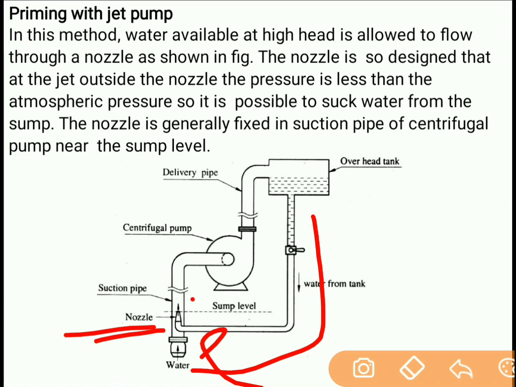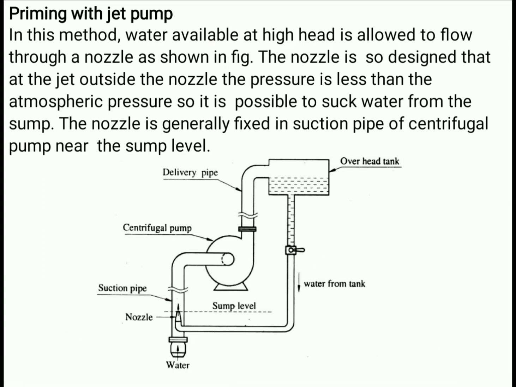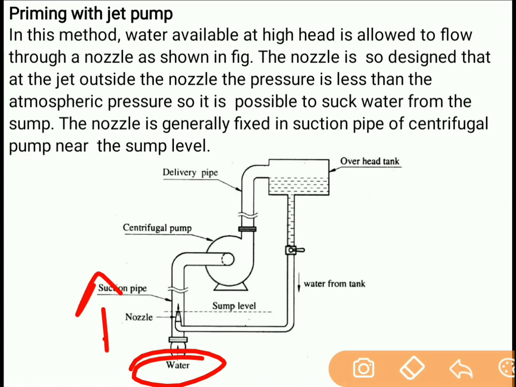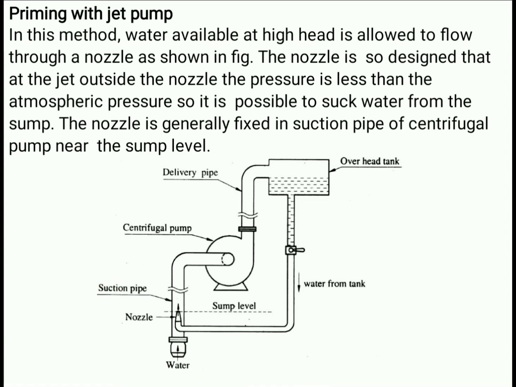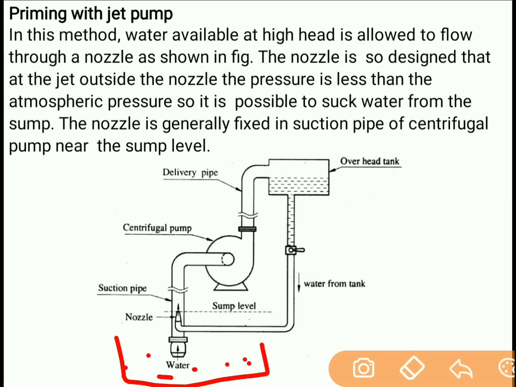As the pressure at the end of the nozzle is less than the atmospheric pressure, it causes the water to move inside this suction pipe, because in the tank the water is at the atmospheric pressure, and at the end of the nozzle the pressure is less than the atmospheric pressure. So because of the pressure difference, the water from the sump will get transferred to the suction pipe.